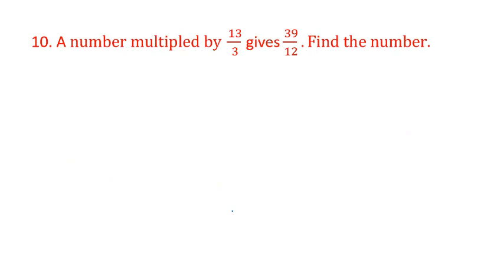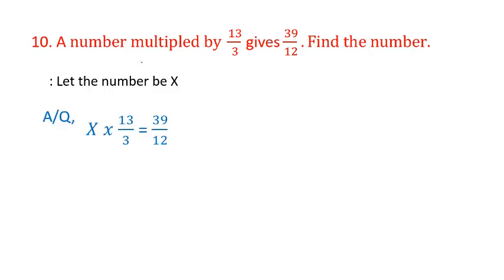Next question: the number multiplied by 13 by 3 gives 39 by 12. Find the number. Obviously what you can do is let the number be x. We do not know the number, so let the number be x. According to the question, x multiplied by 13 by 3 gives you 39 by 12. This is your equation. You can easily solve it now.